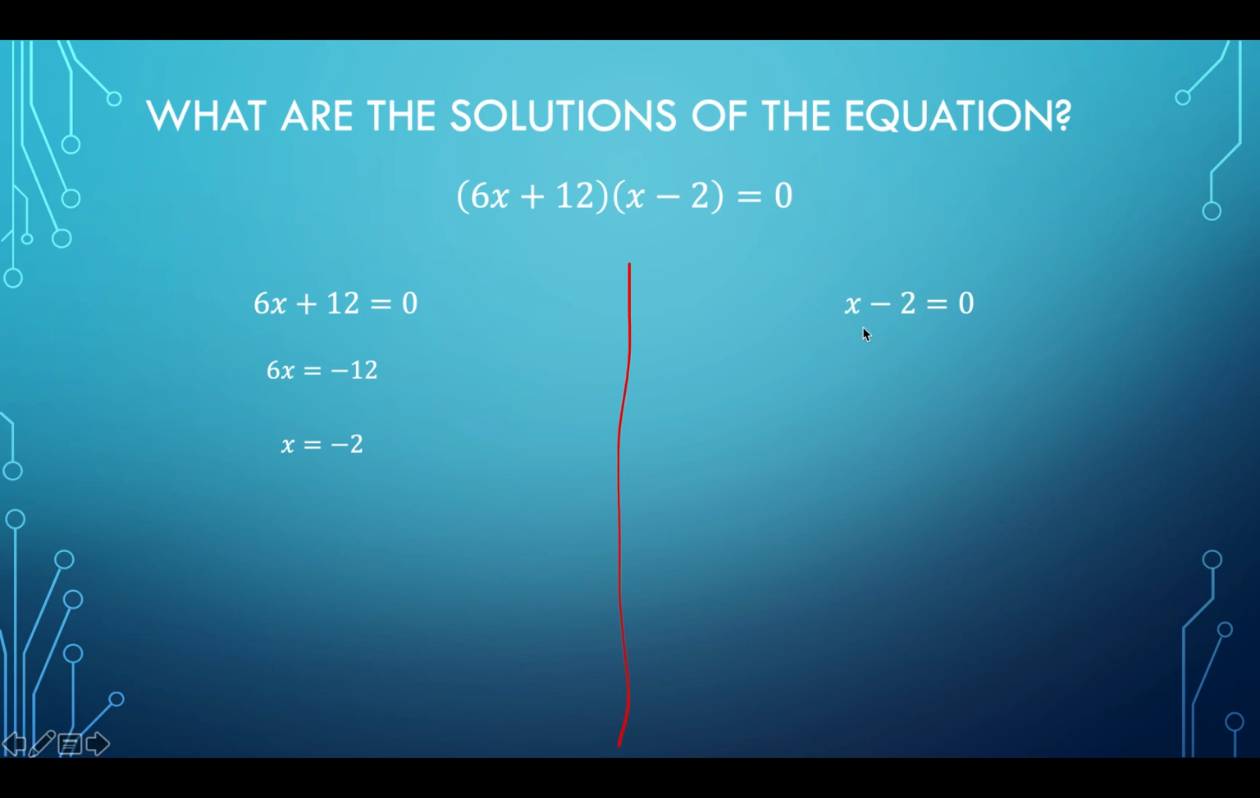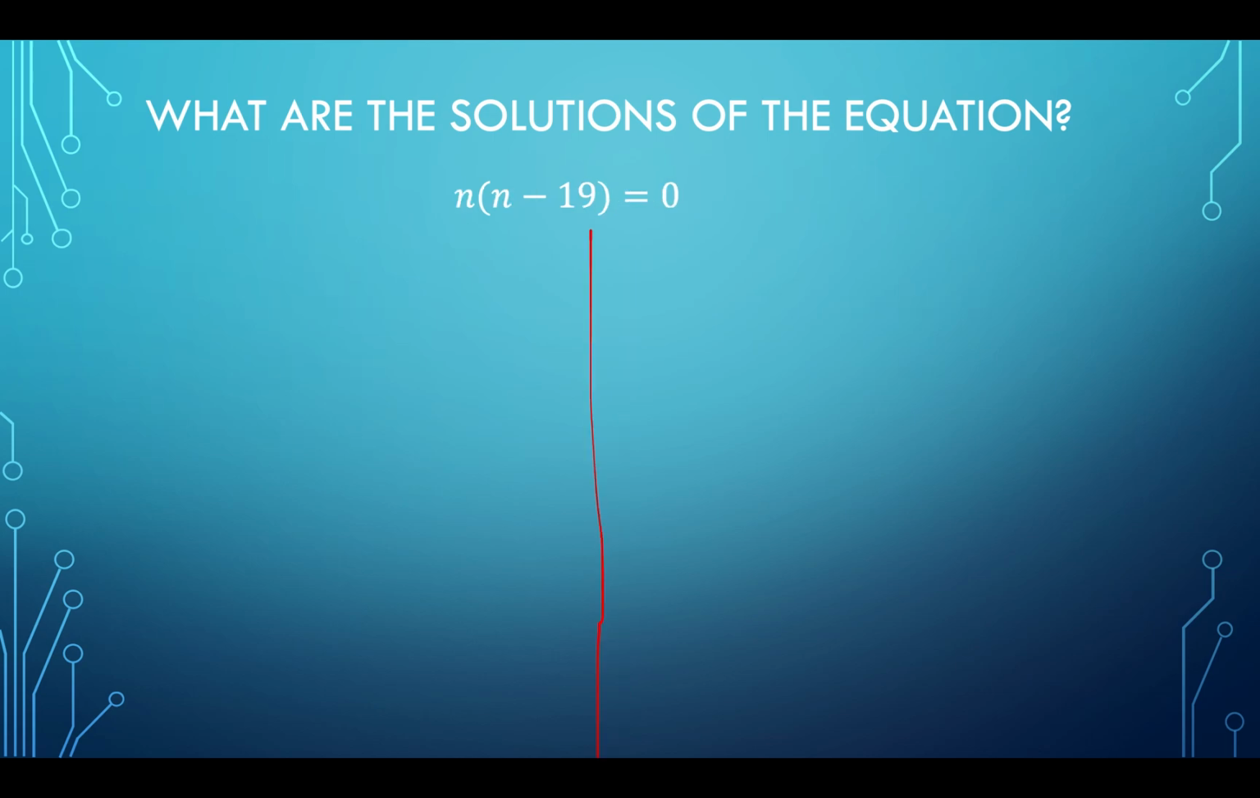Now over here, we have x minus 2 is equal to 0. Gotta get x by itself. Well, since there's a minus 2, to get it by itself, we're going to add 2 to both sides. When we do that, we get x is equal to 2. So our two answers are x is equal to negative 2 and x is equal to positive 2.